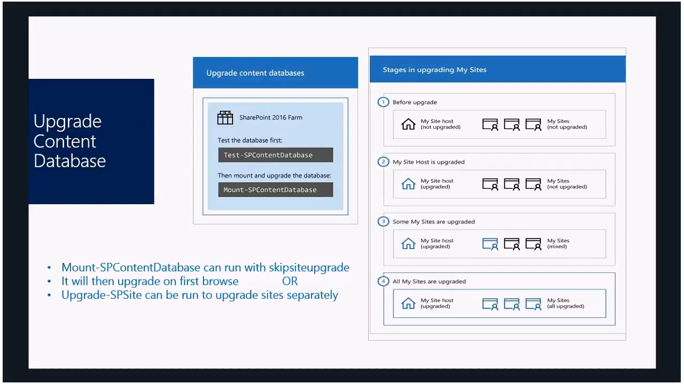And also with Mount-SPContentDatabase, you can run it with skip site upgrades. So you probably have the sites in the old versions, so you can skip the site upgrades. So you can test the site collections in the new SharePoint farm, and then you can run Upgrade-SPSite to upgrade the sites separately here. So those are the stages to upgrade the My Sites.